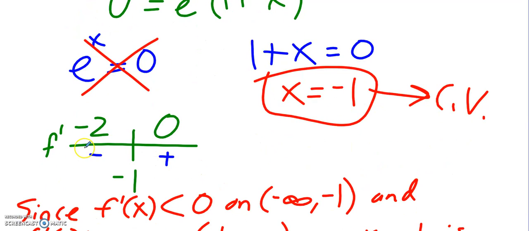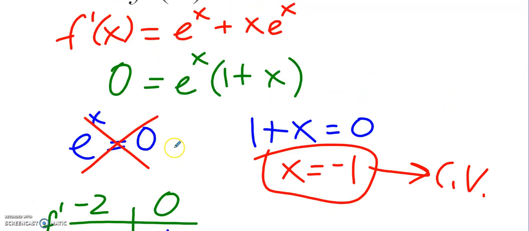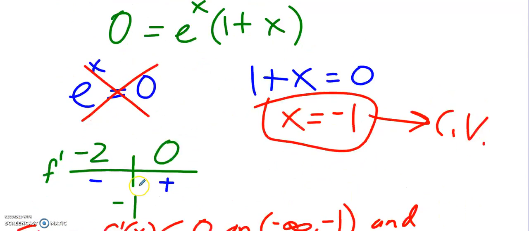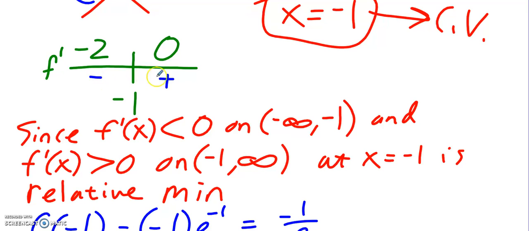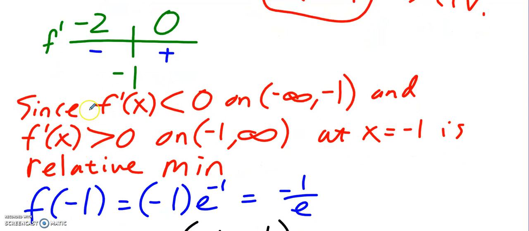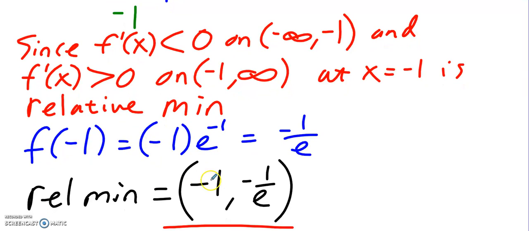So I did my first derivative test, increasing, decreasing chart, plugged in -2, plugged in 0, plugging those into the first derivative, don't forget. I see negative, then I see positive, so use my derivative speak. Since f prime of x is less than 0 on negative infinity to -1, and f prime of x is greater than 0 on -1 to infinity, at x equals -1 is a relative min. But then I wanted to find the point, so f of -1 is -1 e to the -1, which is -1 over e, so the relative min is -1 comma -1 over e.